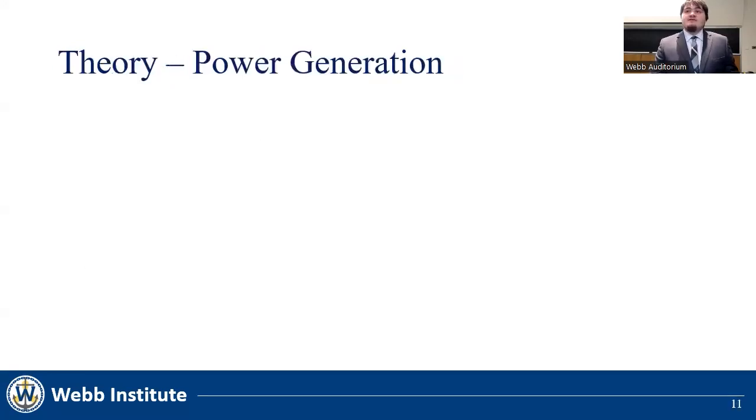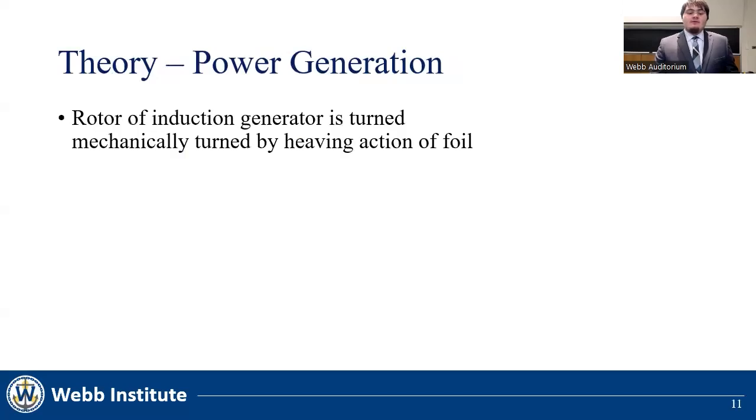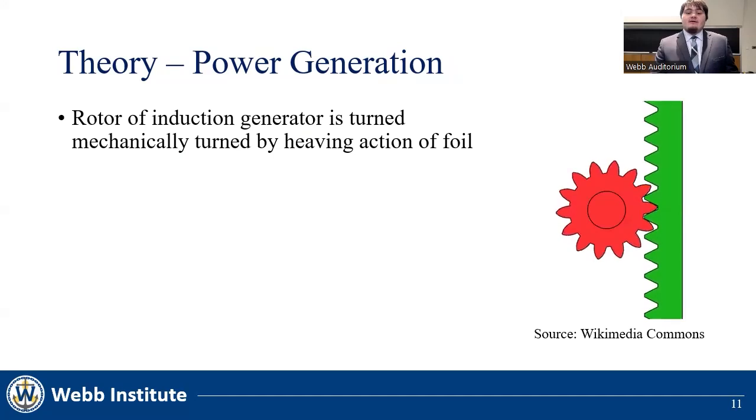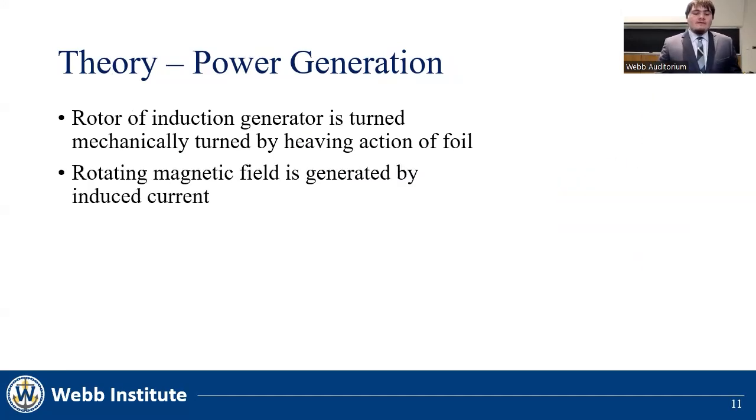A major part of our thesis centered around generating power. We generated power by turning the rotor of an induction generator mechanically using the heaving action of our foil. This was done using a rack and pinion type connector, an animation of which can be seen here. This motion then created an induced current, which created a rotating magnetic field. This allowed a voltage potential to be created, which was then taken off the system and into a circuit.